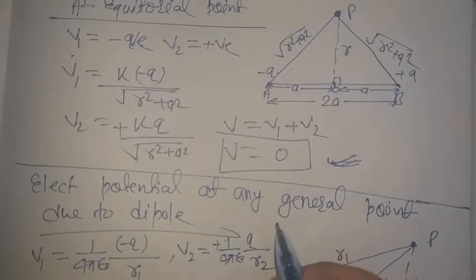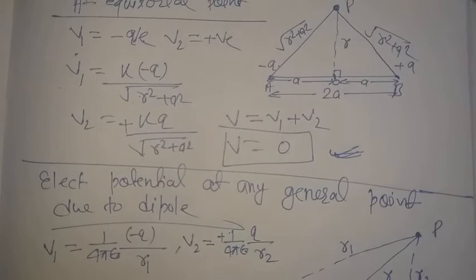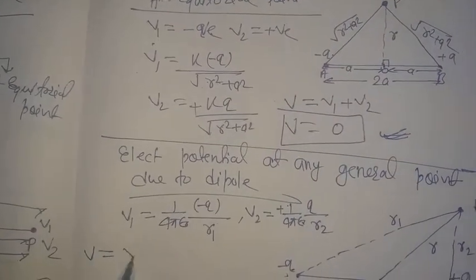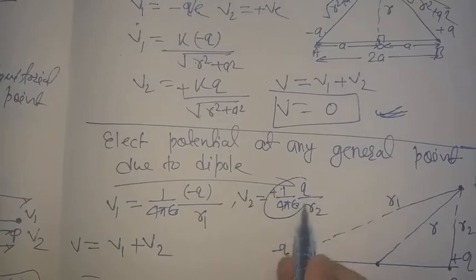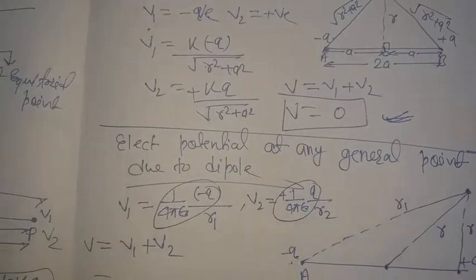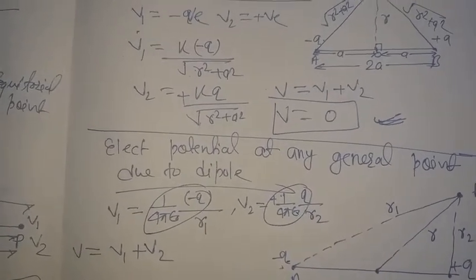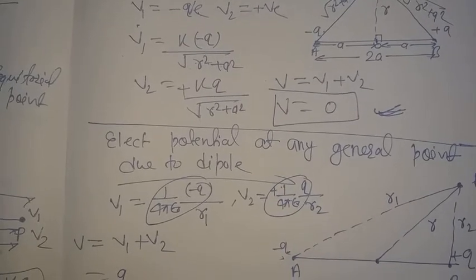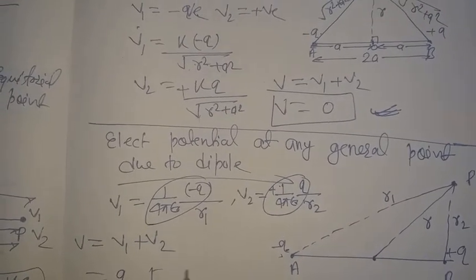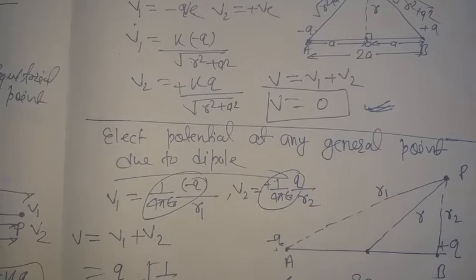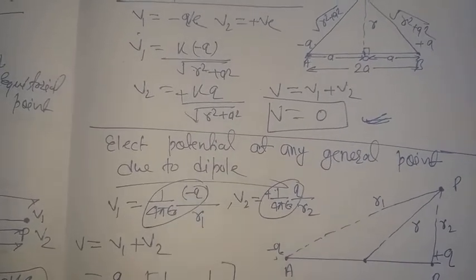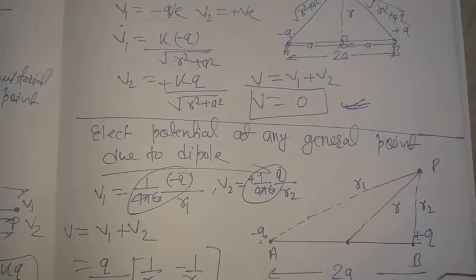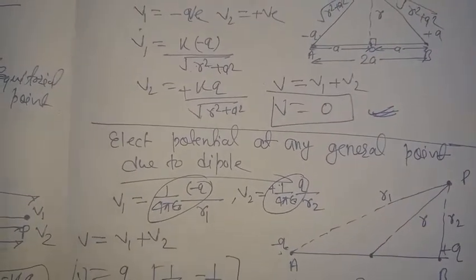When we add these, V net is V1 plus V2. This term is common, so take Q upon 4 pi epsilon naught common. So that is 1 upon r2 minus 1 upon r1. The minus goes with r1. Okay, so this is the potential.